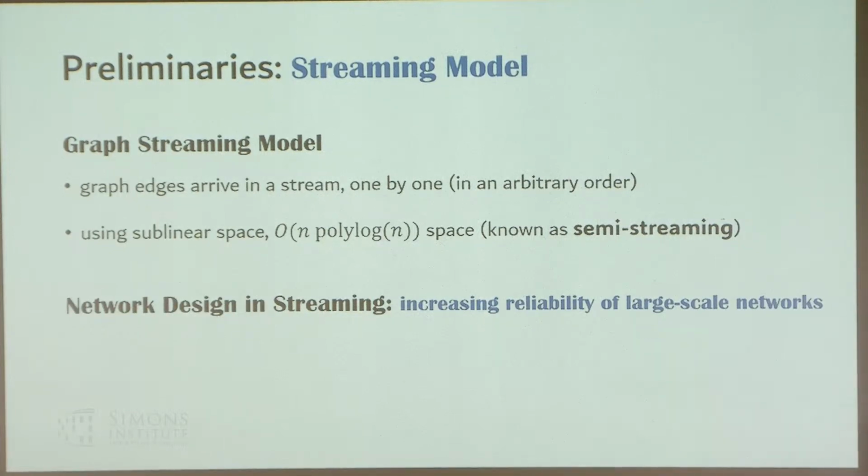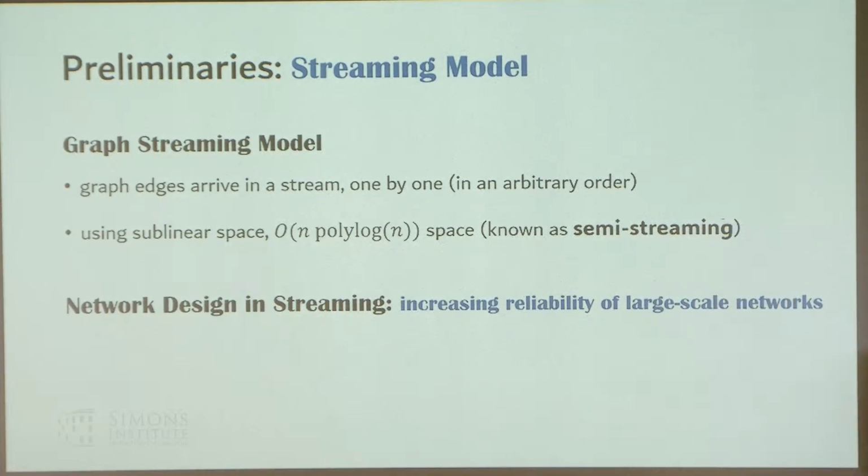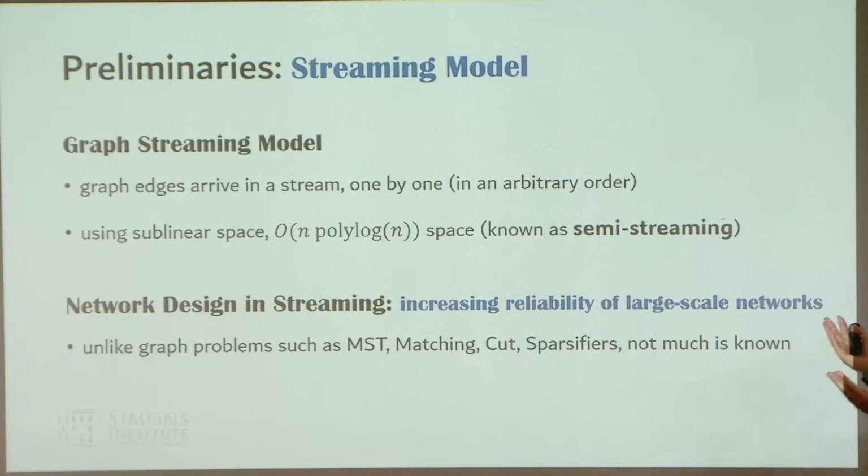And we are studying network design in streaming, in a sense, to capture the reliability of larger scale networks. It's a computational model for increasing that, or basically finding a reliable network in a larger scale setting. And unlike many graph problems that you have seen streaming algorithms for in this workshop or in the streaming literature in general, like minimum spanning tree, matching, cuts, and so on, not much is known about the complexity of network design problems, or in particular the connectivity augmentation problem in streaming. Maybe the closest one is testing the connectivity of the graph, where you want to check whether a graph is k-edge connected or not in streaming. But not much is known in general for this problem.